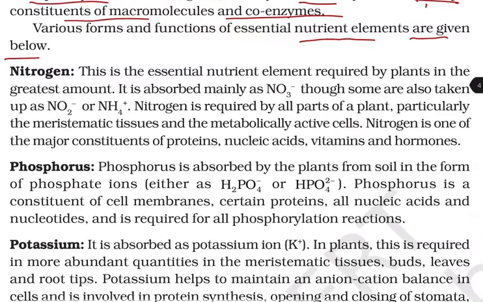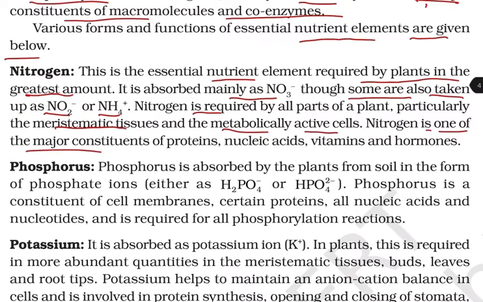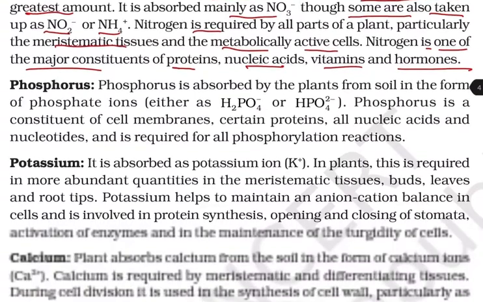First, nitrogen. This is the essential nutrient element required by the plant in the greatest amount. It is absorbed mainly as nitrate, that is NO3 minus, though some is also taken up as NO2 minus or NH4 plus. Nitrogen is required by all parts of the plant, particularly the meristematic tissues and the metabolically active cells. Nitrogen is one of the major constituents of proteins, nucleic acids, vitamins, and hormones.